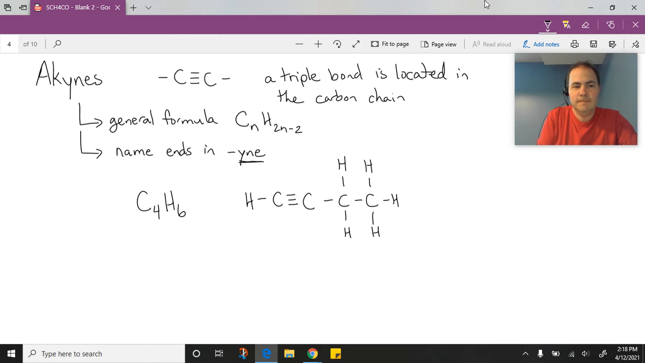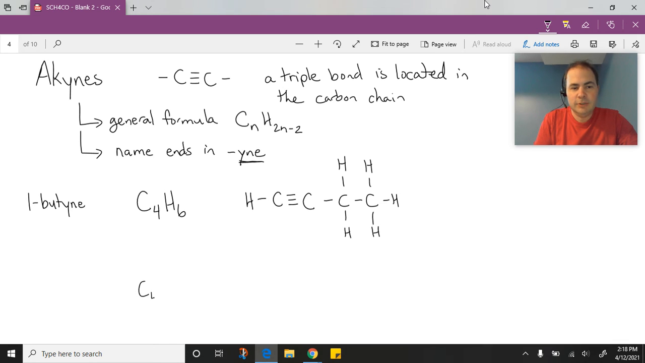Now, the name of this one, if we want the name of this, because the triple bond is at carbon 1, we would actually have a 1 in front of the name, and this is 1-butyne. Okay, where but is standing for the 4 carbons, and we'll get into that when we learn more about naming. But that's one way that structure could be drawn.